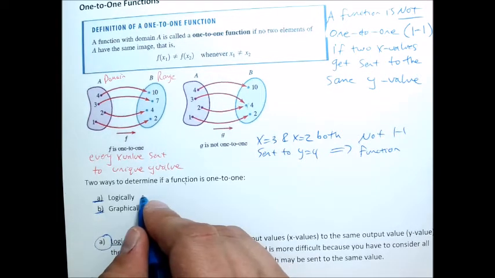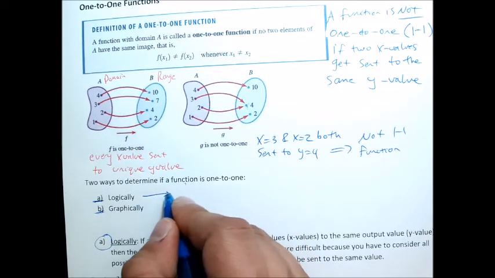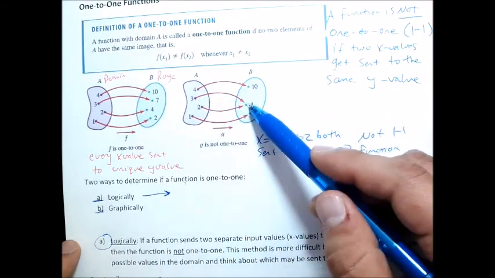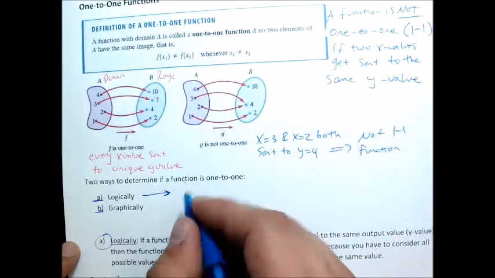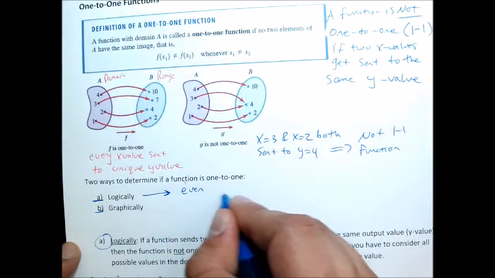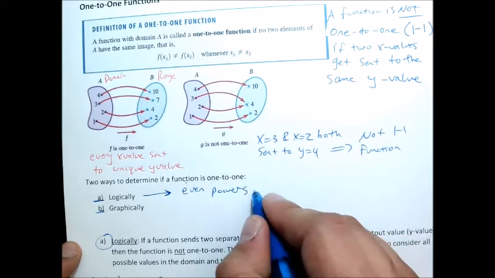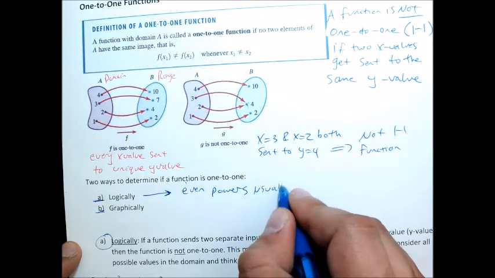So logically, what's going to make two different x values get sent to the same y? Well, usually it's because of an even power situation. So even powers are usually not one-to-one.